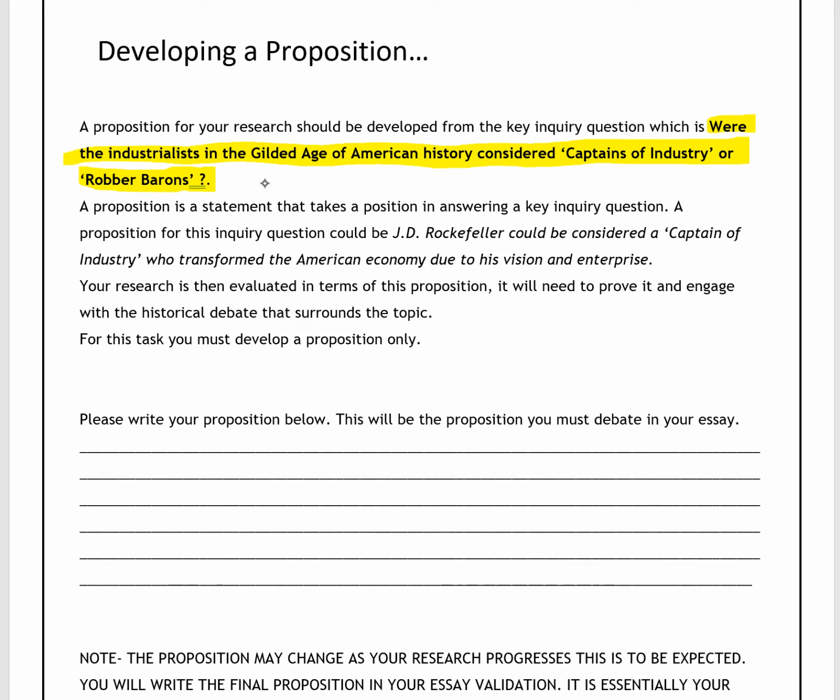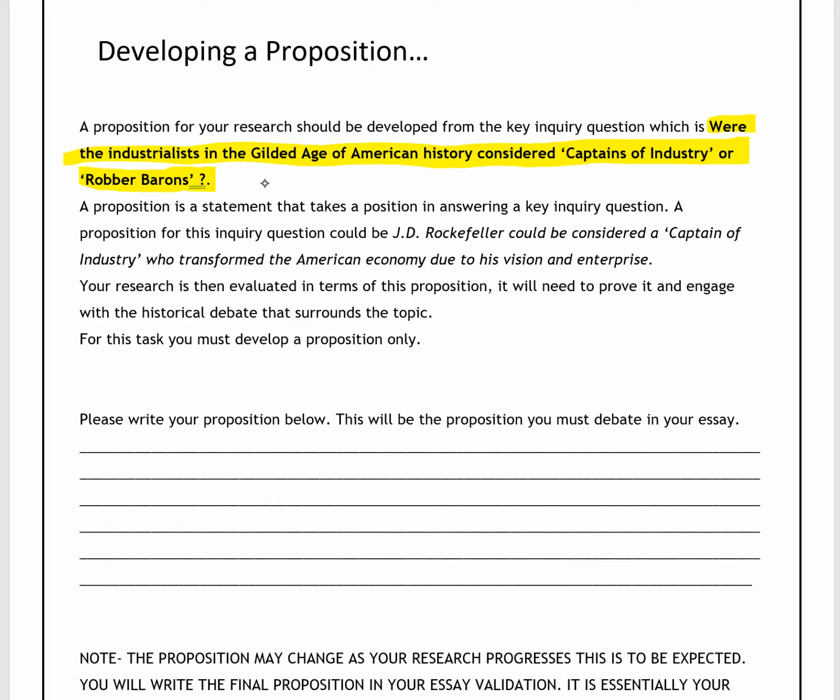Are you going to prove that they were captains of industry, the men who built America, the ones that laid the foundation for this capitalist nation and paved the way? Or were they actually robber barons that exploited the situation they found themselves in, were able to build up and dominate the economic situation in America at the time, and did so in a way that really wasn't ethical, in a way that wasn't fair to everybody? This is a debate that rages today, so we're going to enter into it.